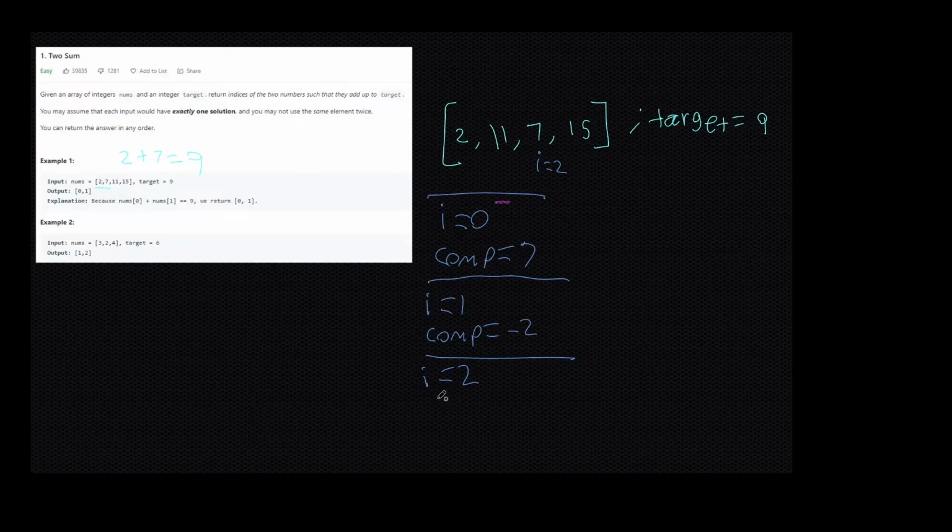Now we're at i equals 2. Our complement value is going to be 2. And now we're at number 7. We know that we need to figure out if there's a 2 in this to return. But the hint here is we already did figure out that we have a 2. Right here is i equals 0.